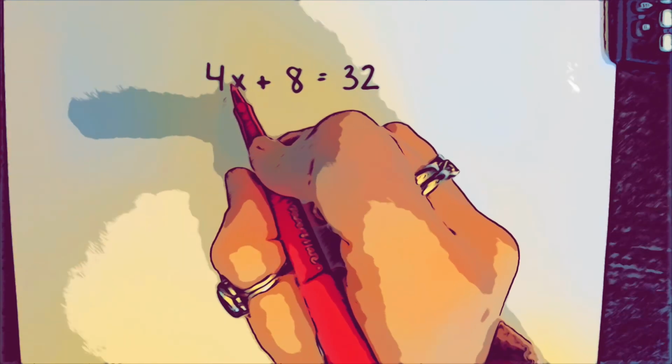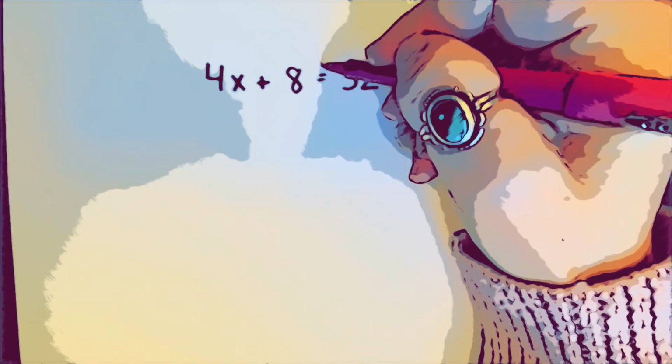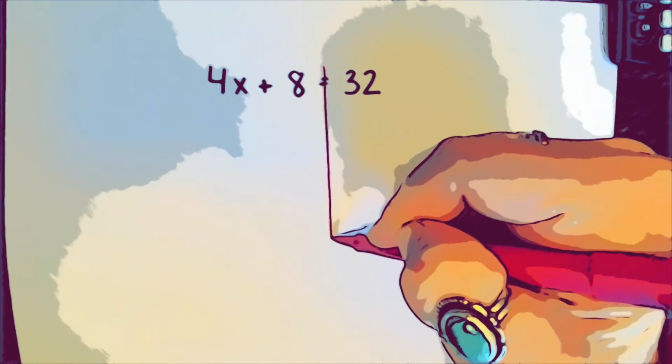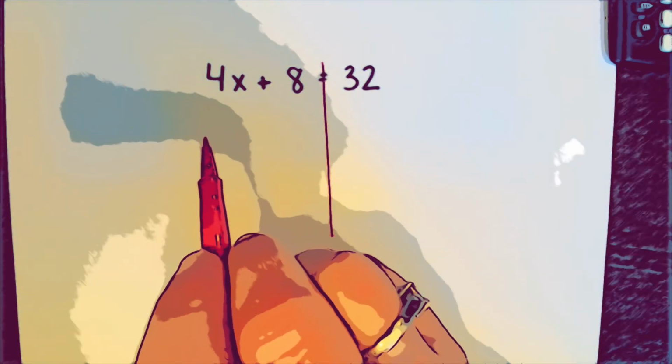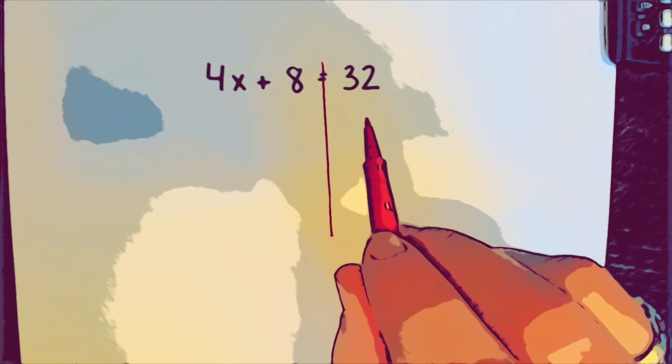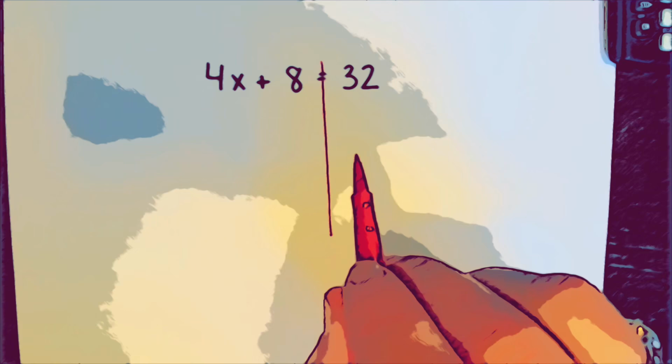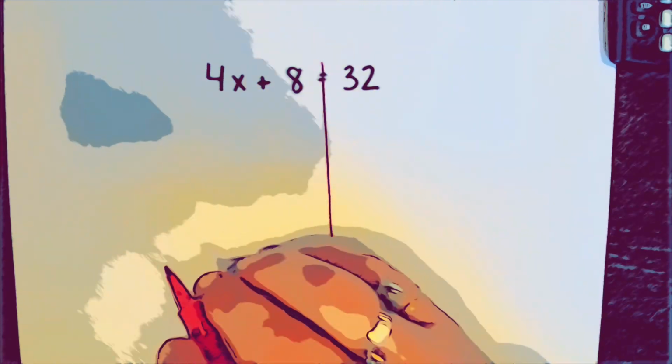So the first thing I do is I draw a line down my equal sign. And what this reminds me to do is to do whatever I do on the left side, I have to do on the right side to keep both sides equal to each other. Got to keep it even, okay?